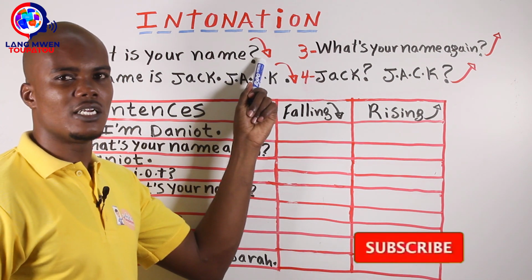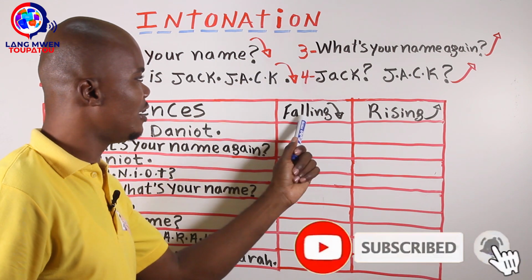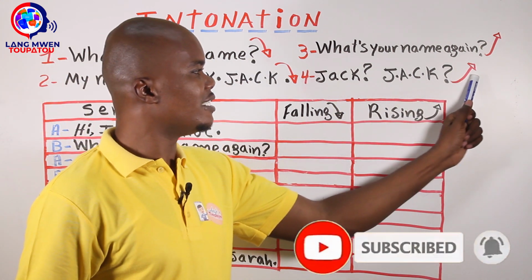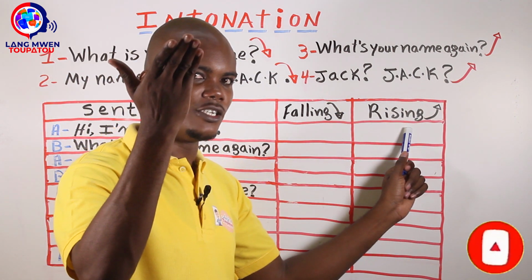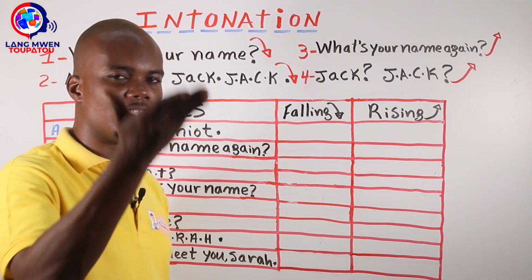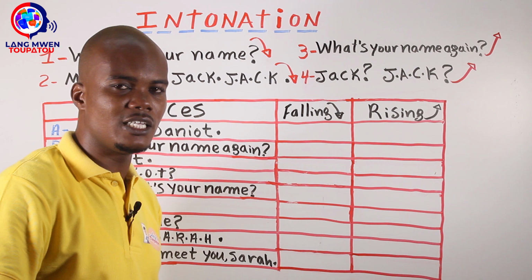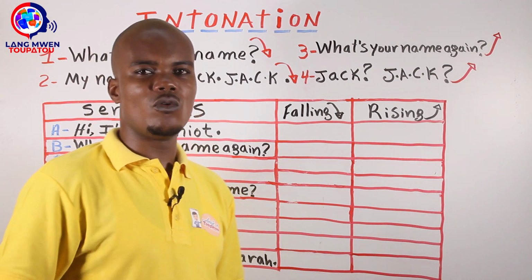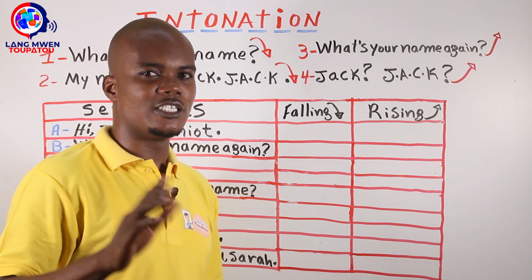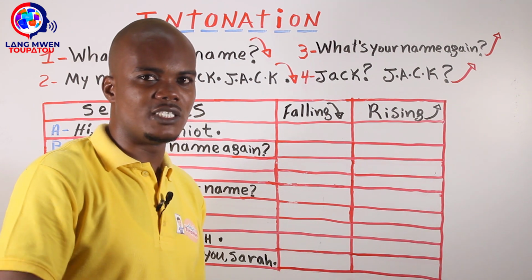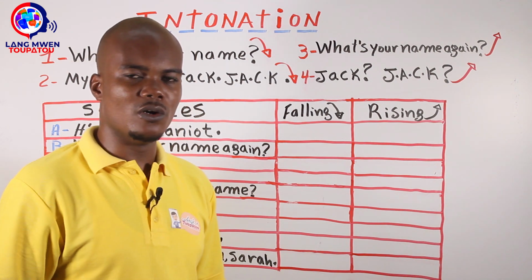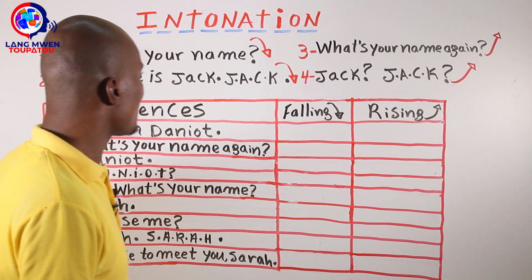Whenever you see this dot, it's a falling intonation. And whenever you see this, it's rising intonation. Rising intonation, falling intonation. In a sentence, where you get your voice down in a sentence, you lower your voice. Okay.